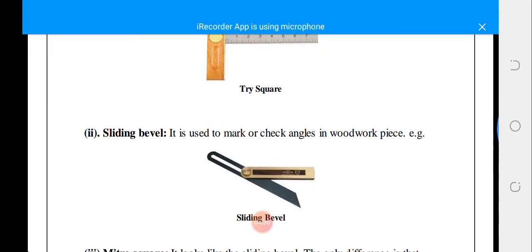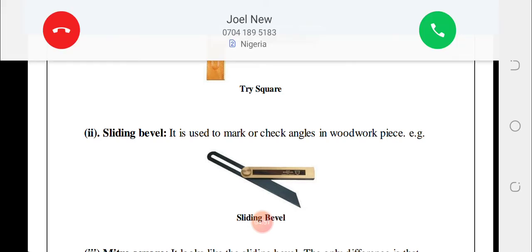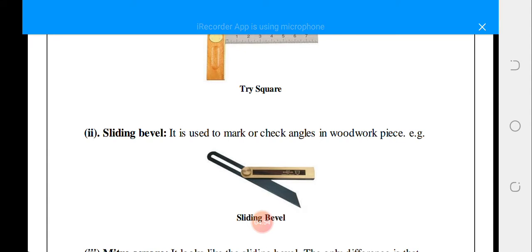Another one is the sliding bevel. Sliding bevel is also another type of woodwork tool under marking out tools. You know, they are classified. The first classification is the what? Is the measuring tool. Right? The second one is the what? The marking out tool. So under this one, we have the sliding bevel.